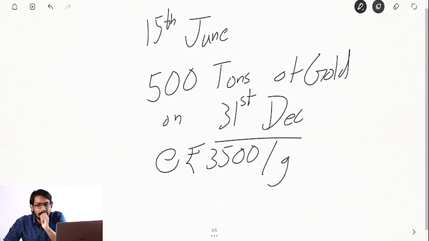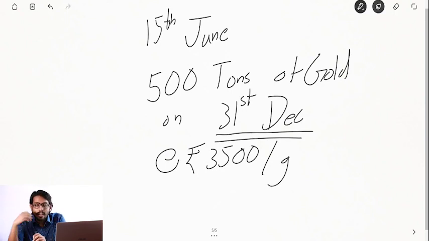On non-delivery basis, what happens? On 31st December, I am waiting. I have computed 500 tons into 1,000 kilo per ton into 1,000 gram per kilo into 3,500. I have taken the money, hard cash. I have kept that much money ready and I am waiting outside my house.